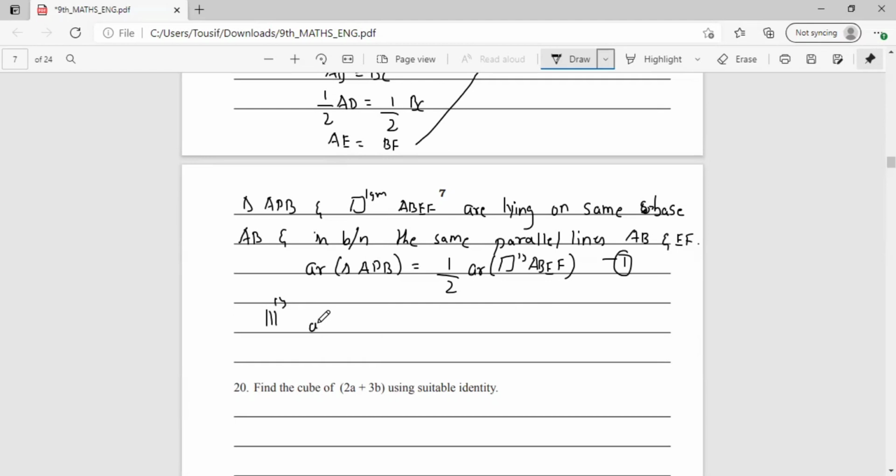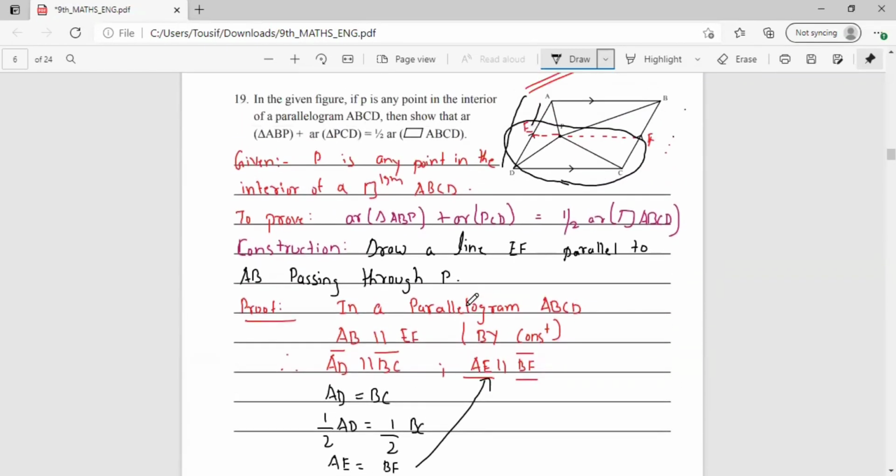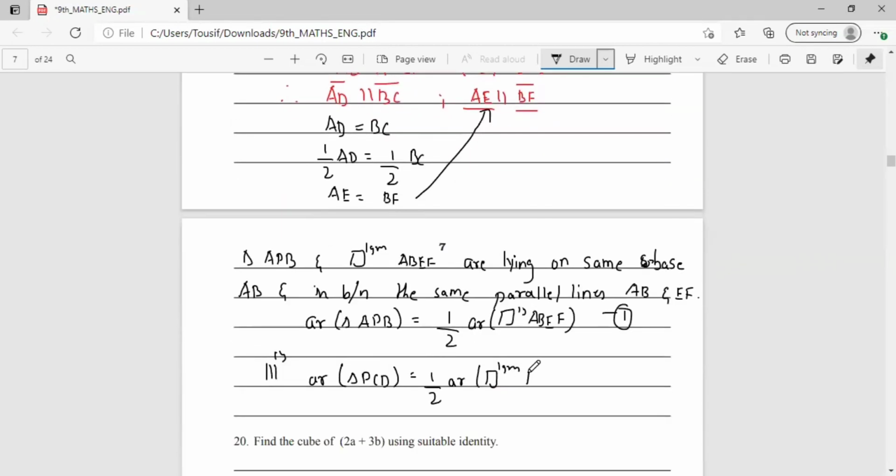Let us see. Area of triangle PCD is equal to half the area of parallelogram. Let us scroll upward a bit to identify the parallelogram from the figure. That is EFCD, obviously. EFCD. This is our second equation. Okay, so from 1 and 2.